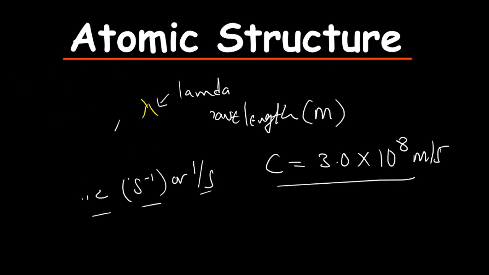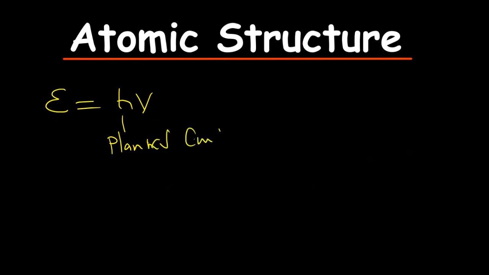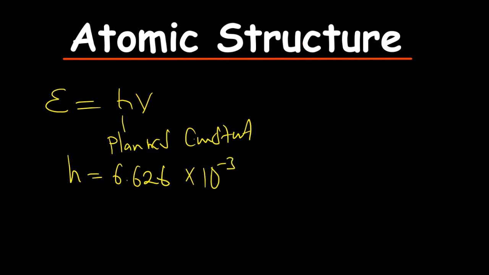The other formula is the one that involves calculating energy, the energy of these different particles or atoms. That formula states that the energy is equal to h multiplied by v. This h is what we call Planck's constant, and it has a value of 6.626 times 10 to the power minus 34. This v we already said is the frequency.